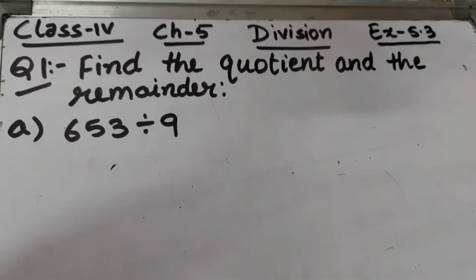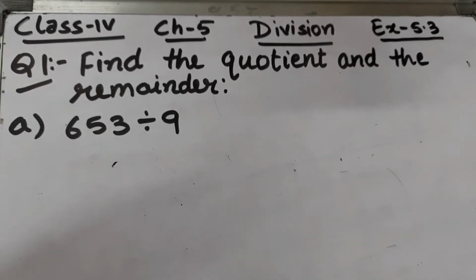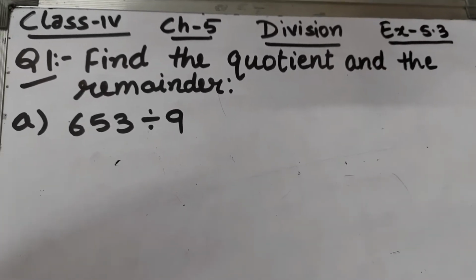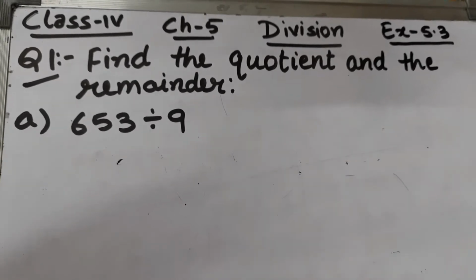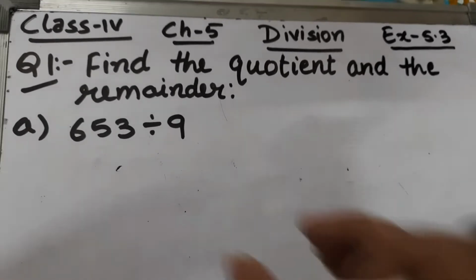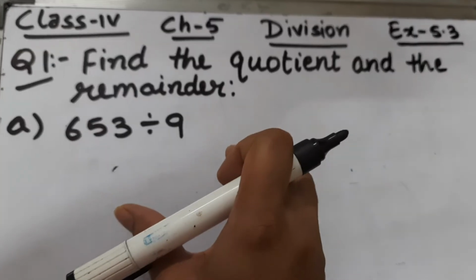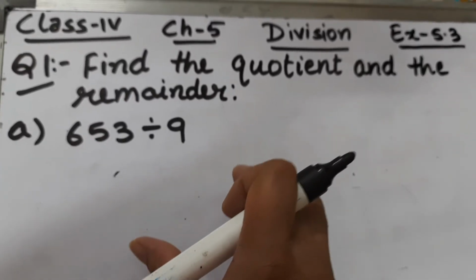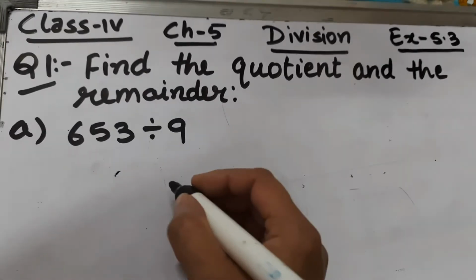Let's start question number first of exercise 5.3. Question is find the quotient and the remainder. A part is 653 divided by 9. We have to divide 653 by 9 and find the quotient and the remainder. So let's start.